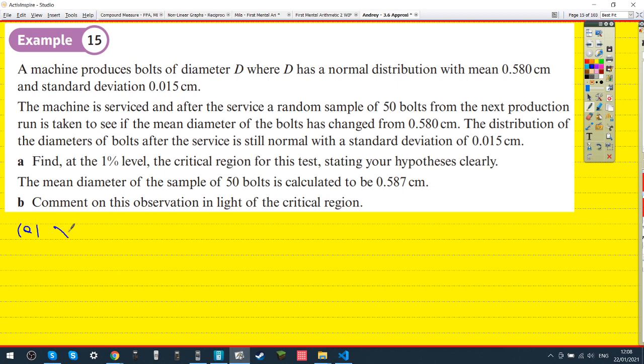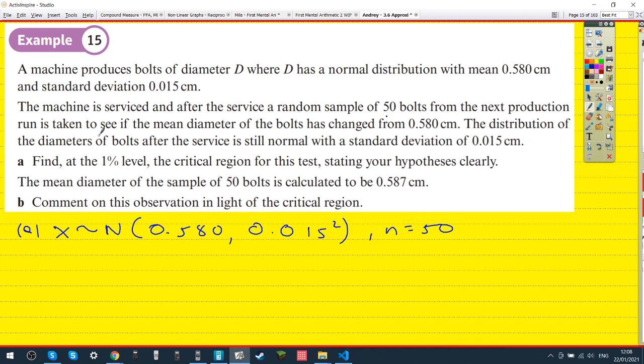So it's normally distributed. The mean is 0.580. The variance is 0.015 squared. A random sample, so n is 50. Hang on. The machine is serviced, and after the service, a random sample of 50 is taken. Has changed the distribution.